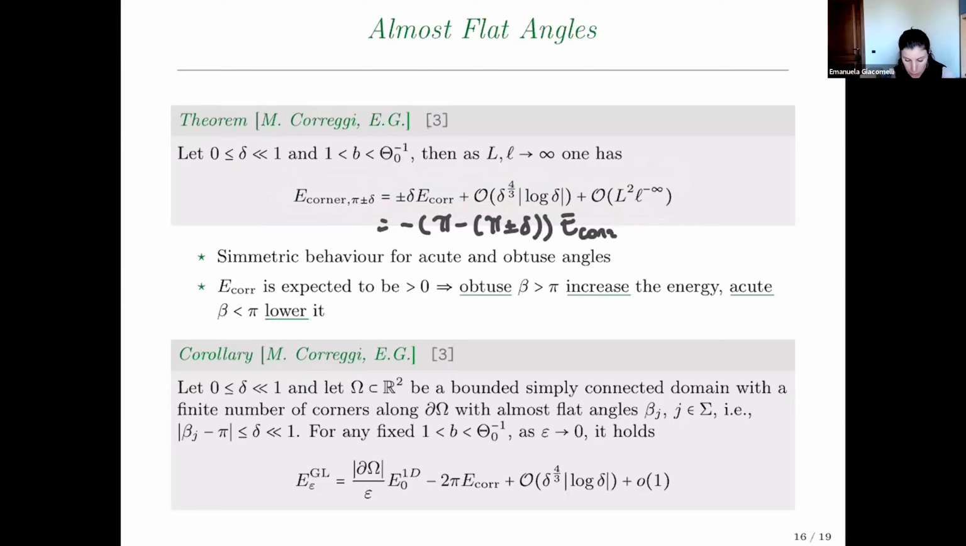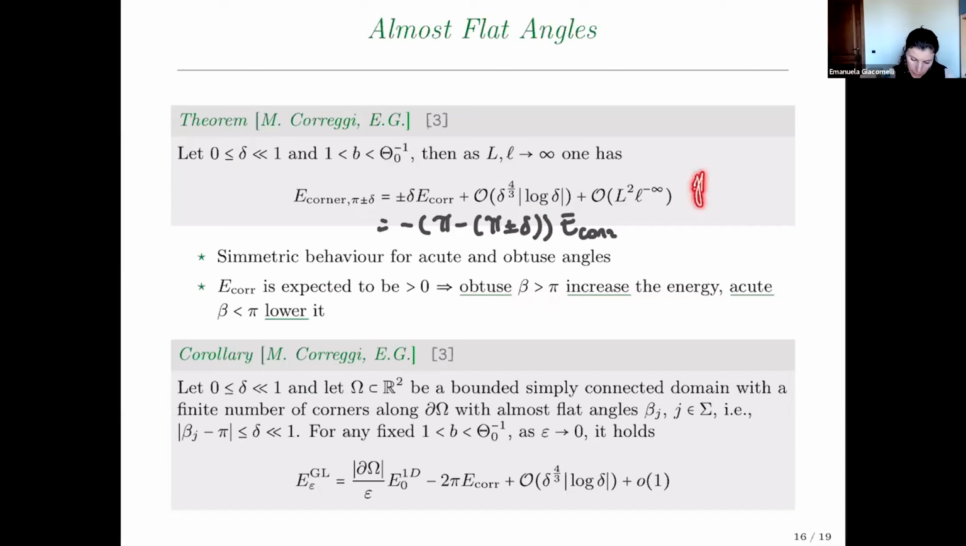Instead, according to our conjecture, if you have a corner which is strictly bigger than pi, then this increases the energy. And if you have a corner such that beta is smaller than pi, then this lowers the energy. But according to our conjecture, there is no constant contribution to the energy coming from any angle which is bigger than pi. This is proportional to the opening angle.